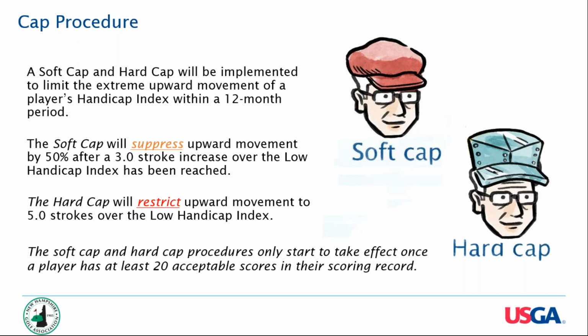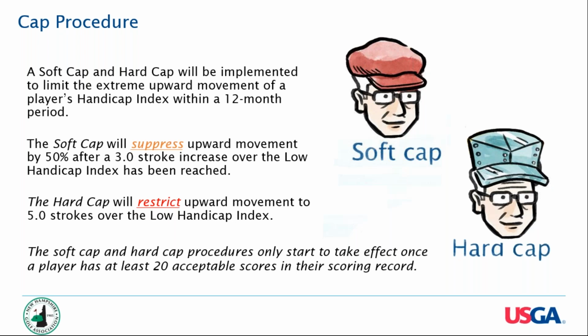And again, this procedure only comes into play when the player has at least 20 acceptable scores in their scoring record, which then gives them the low handicap index, which is basically the anchor of the system. The system ensures a temporary loss in form doesn't cause an index to move too far from a level consistent with their demonstrated ability. Okay, so we'll get into an example here.